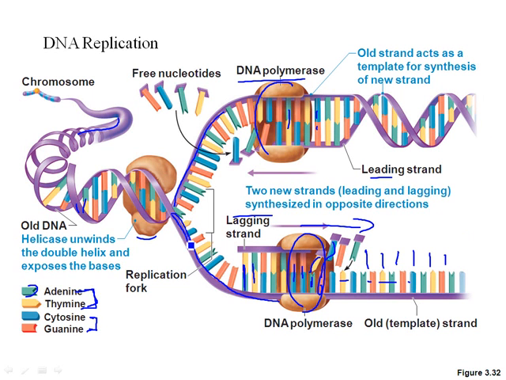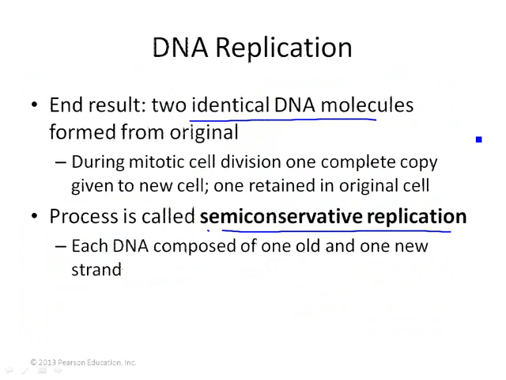So here's your old strand, and here's the new one that you're going to make, and then they're going to wind back up. So your new strands have one old strand and one new strand, so it's semi-conservative. So you don't have a brand new version of DNA. You've got some old and new that are put together to make this DNA.